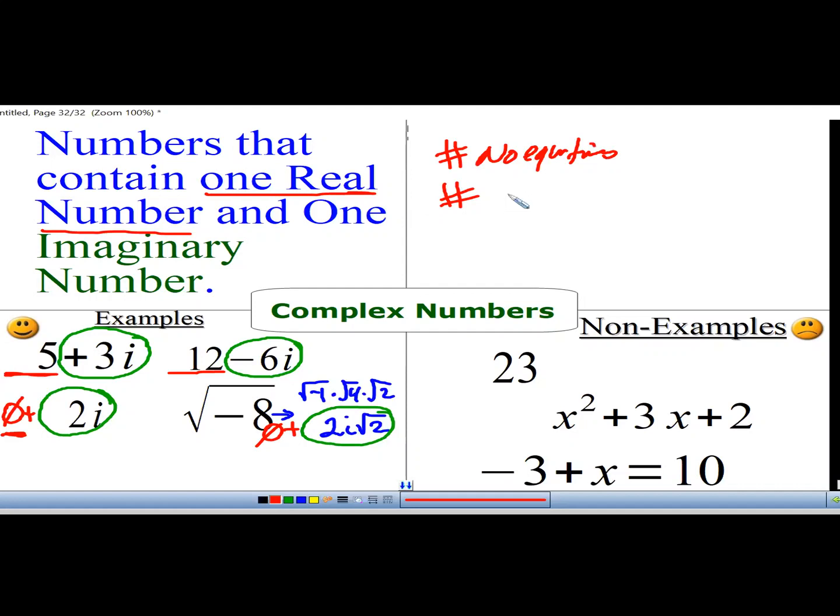Hashtag what, Daniel? Danny, you there? Oh, me? Yeah. Hashtag one real number, one imaginary number. One real, one imaginary. Okay. That pretty much covers it, no? Yeah? Or we can do hashtag BAM.